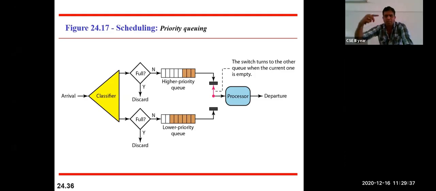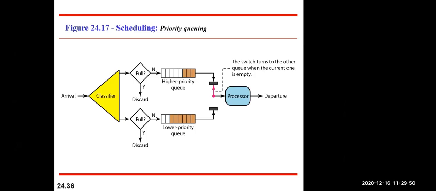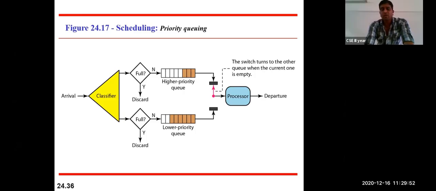Look at the processor. A processor now has a gate, a logical gate. To which queue is it first connected? Pink line. High priority, obviously high priority queue. Why? Because those packets are having high priority. They have to be processed first. They have to be sent out in the direction first. So it keeps processing one by one from the high priority queue.